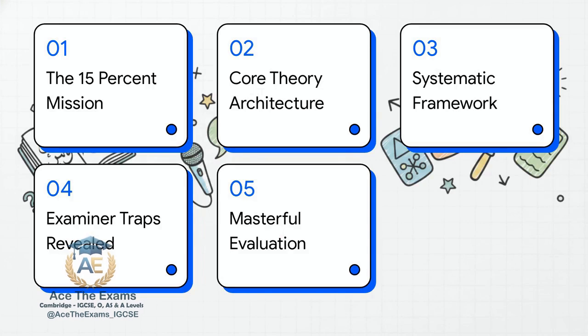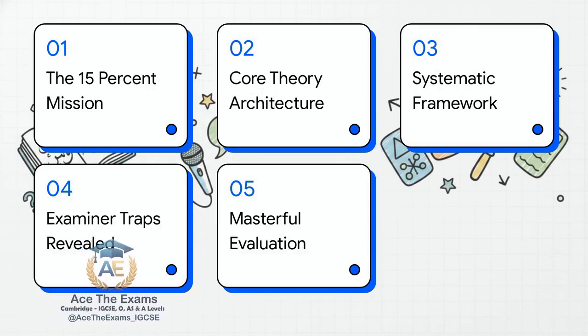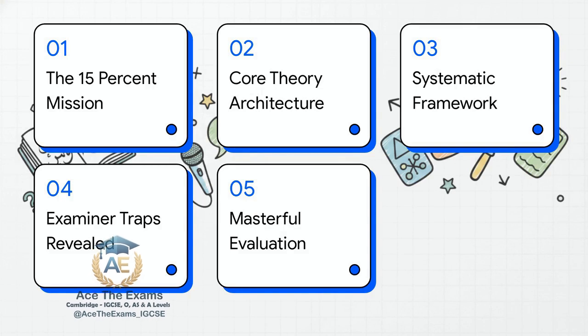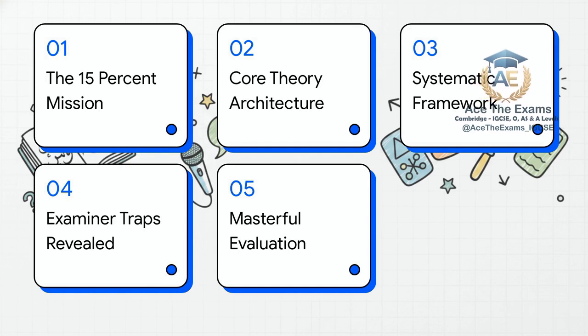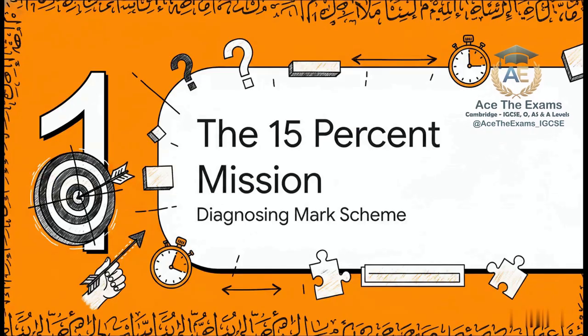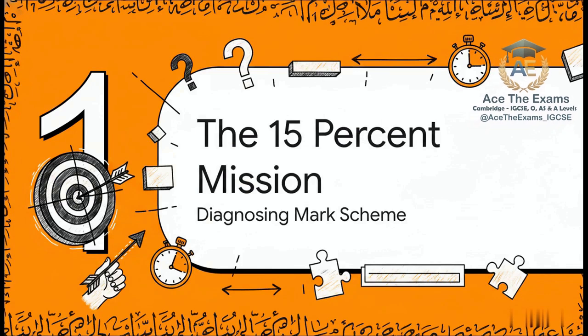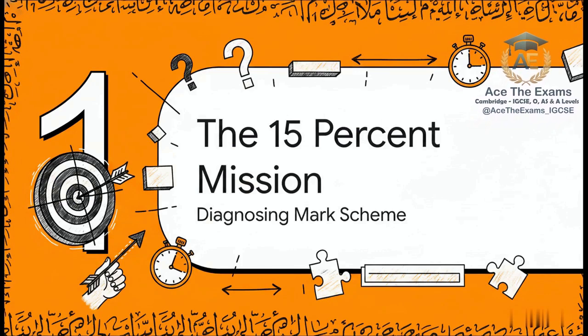Okay, let's just dive right into our diagnostic checklist for today. We're going to cover the 15% mission, engineer a high-scoring mindset with the core theoretical architecture, and outline the systematic processing framework. After that, we'll reveal some critical examiner traps and finish up with masterful evaluation. All right, starting with Section 1, the 15% mission, diagnosing the mark scheme.